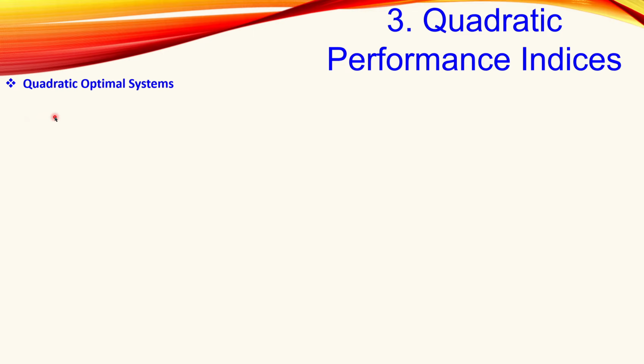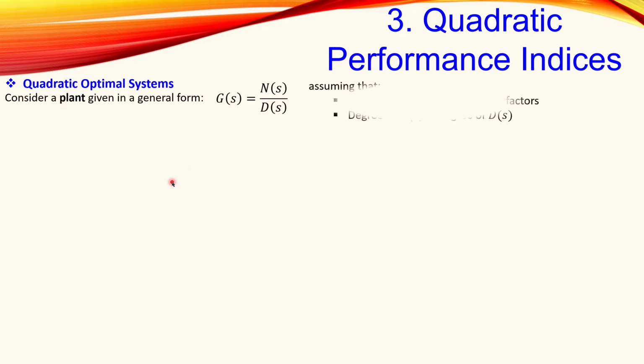analytically. Now, if I consider, for example, a plant which is given in general form by the numerator divided by the denominator, so G is equal to N over D. Now, assuming that N and D have no common factors, so there are no pole zero cancellations, and the degree of N is equal to or smaller than the degree of D. So if N is, let's say, of degree 2, then D must be at least 2 or higher.